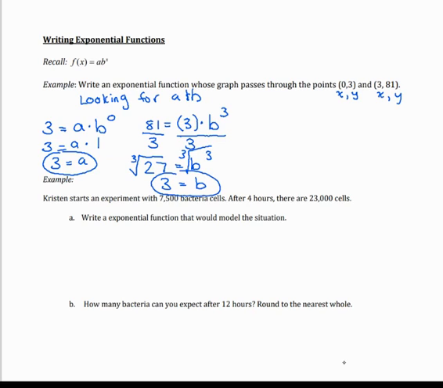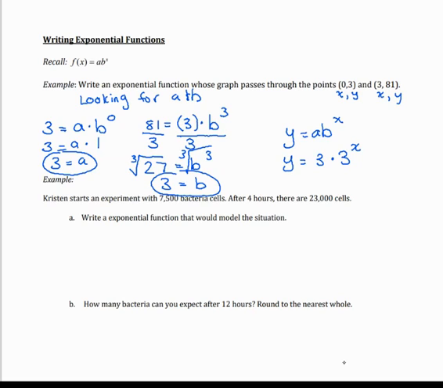With that being said, what does that mean the equation is? Again, our general form is y equals ab to the x. So I'm going to plug in for a and b. So y equals 3 times 3 to the x. Notice I am not multiplying 3 times 3.